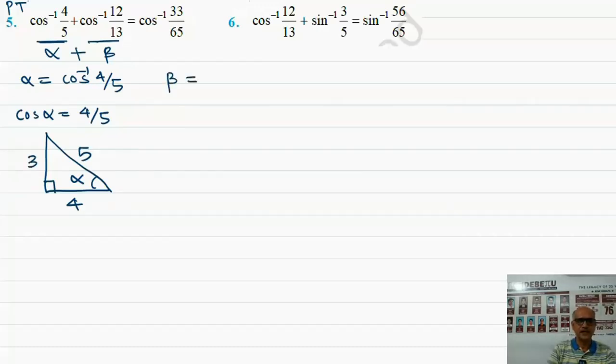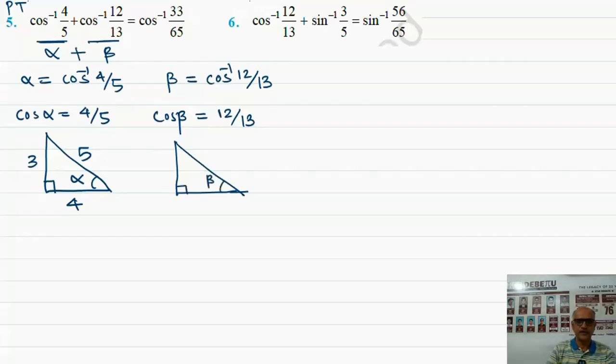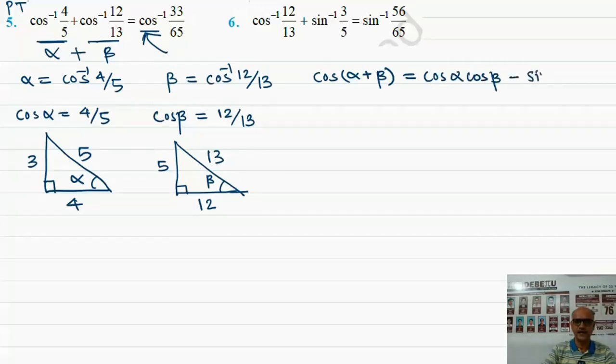Similarly, take the second as beta. Beta is equal to cos inverse 12 by 13. Therefore, cos beta will be equal to 12 by 13. Now draw a triangle with angle beta. Therefore, you will have base as 12 and hypotenuse as 13. Apply Pythagoras theorem, and you will have opposite 5. Now, if you observe the question, LHS becomes alpha plus beta. The formula you should apply is given by the function on the RHS, cos inverse. If you take this to the LHS, it becomes cos of alpha plus beta. So apply the formula for cos of alpha plus beta, which is equal to cos alpha into cos beta minus sin alpha into sin beta.